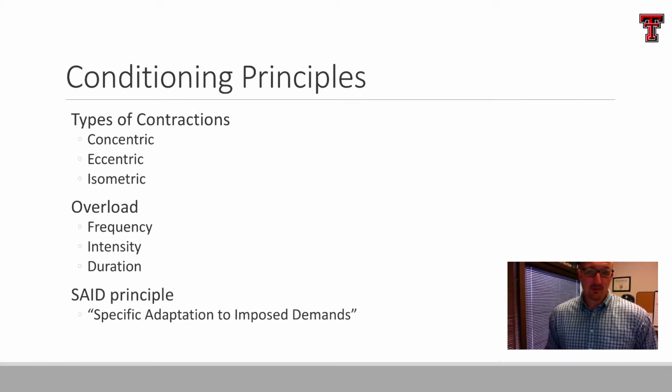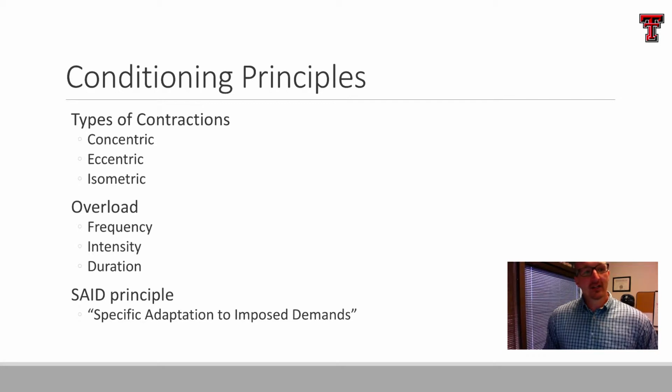The SAID principle that we've discussed previously this semester, specific adaptation to imposed demands, means if I want to trigger an adaptation, then my training stimulus needs to reflect that. Okay, so if I want to be a better high jumper, then I don't spend my time broad jumping the entire time. Okay, so whether that's metabolic specificity, whether that's neurologic specificity, whether that is concentric, eccentric, muscular action specificity, I want to train the athlete in the way that they're going to have to perform.